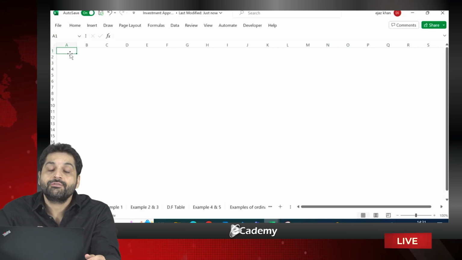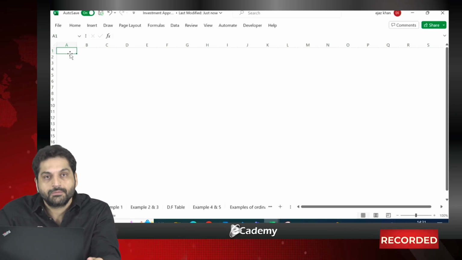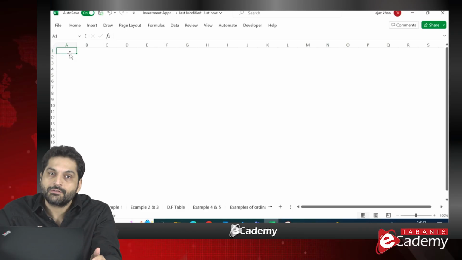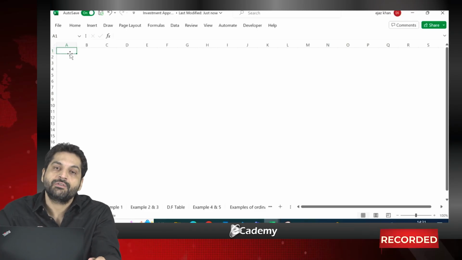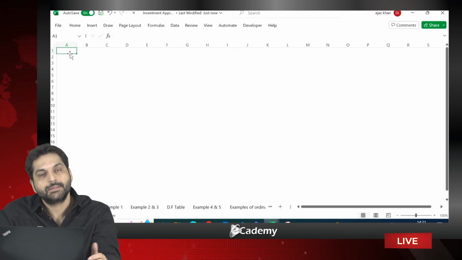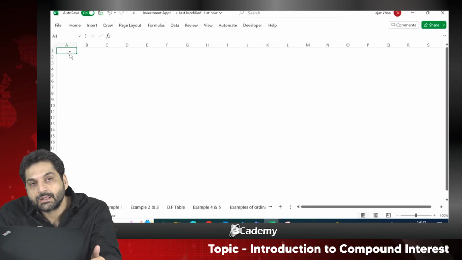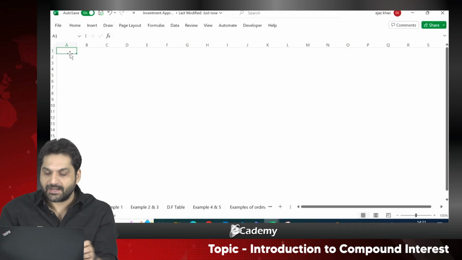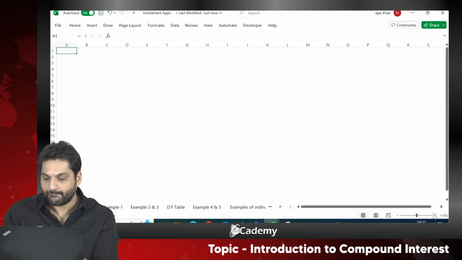So we'll be starting from a very basic of investment appraisal. And from very basic to advanced, we'll be discussing all the areas of investment appraisal one by one. So let us start with a very basic concept, compound interest. So we'll just understand with the help of figures.